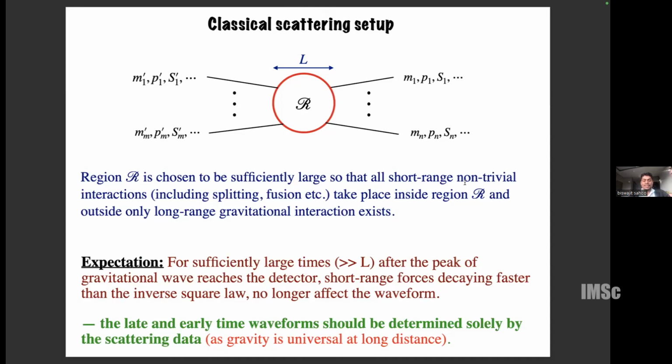So the expectation is that the late and early parts of the gravitational waveform should be determined solely by a few scattering data and don't depend on the details of the scattering event happening inside this region R, because as we know, gravity is universal at long distance. So this is the expectation for this classical scattering setup, which I will make concrete mathematically as I go along.